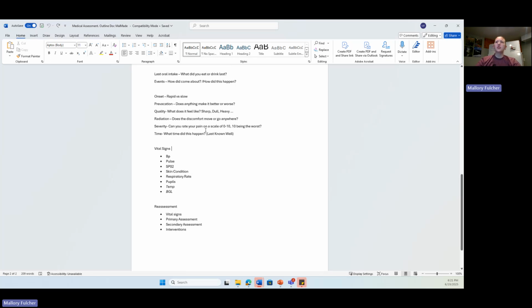The other thing is strokes. Strokes are really big, which is why I put in the last known well time here. Getting the last known well time on strokes is incredibly important, because there are certain medications that you cannot give if it's outside of that time window. So we need to know what the last known well time is, and it's a specific time, like 6:52 or whatever it is.